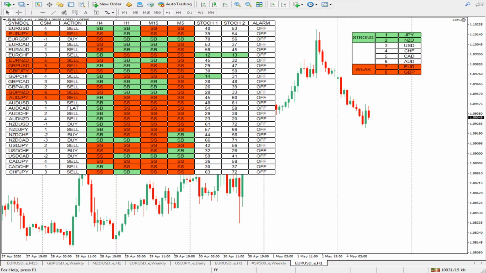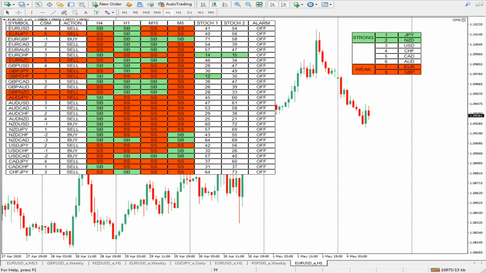Look at the chart we have on our screen. Today, as I'm speaking, JPY is the strongest. We have NZD being the second strongest, and then we have Euro, which is amongst the weakest, and the weakest of all is GBP.